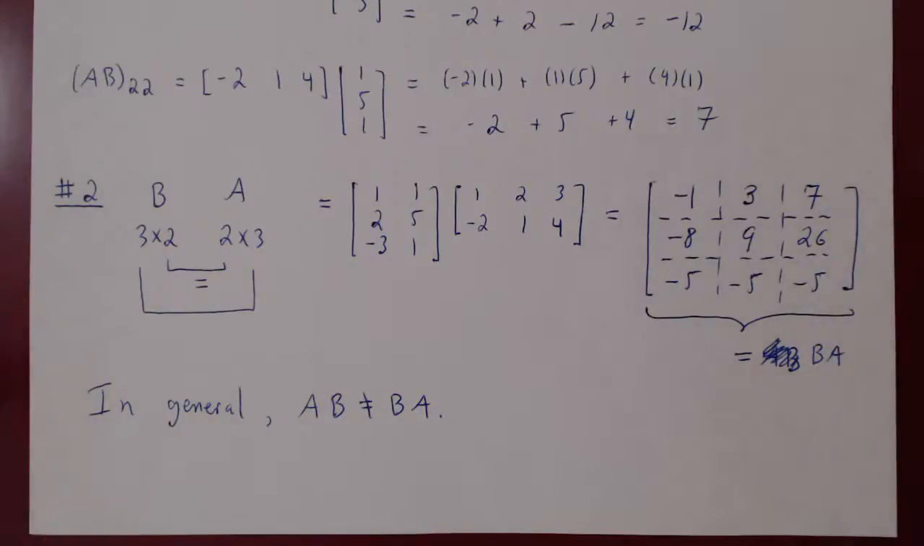Both AB and BA were defined. AB was a 2 by 2 matrix, but BA is a 3 by 3 matrix. Let's consider one more example that is even more radical, where AB will be defined and BA will not be defined.